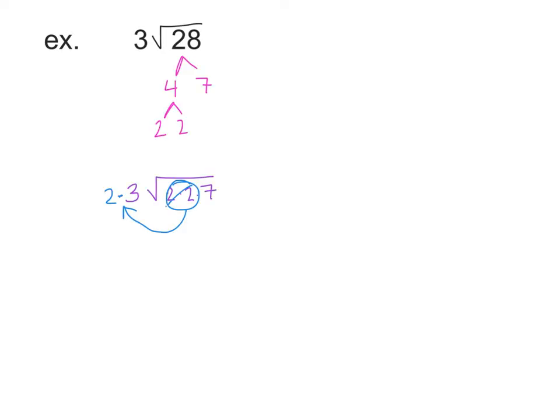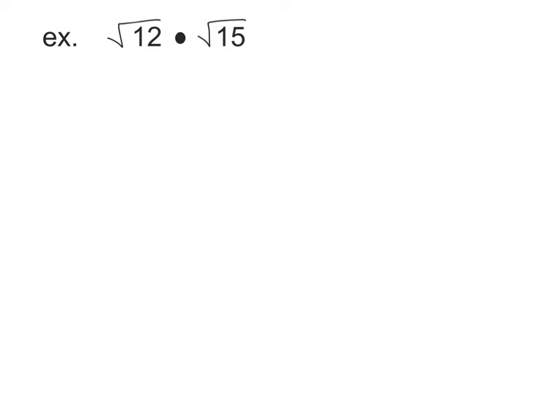So how'd you do? I broke down 28 into 4 times 7. I broke the 4 down into 2 times 2. So therefore I'm saying 28 is 2 times 2 times 7. There's a grouping of 2 2's, so a 2 comes out. And what do I do? I multiply it by what's in front. So since it's a 3 in front, 2 times 3 gets me 6. And the square root of 7 is left inside. Final answer, 6 root 7.